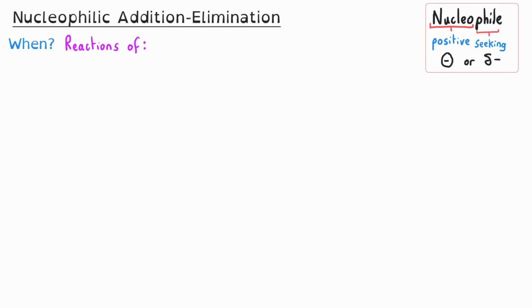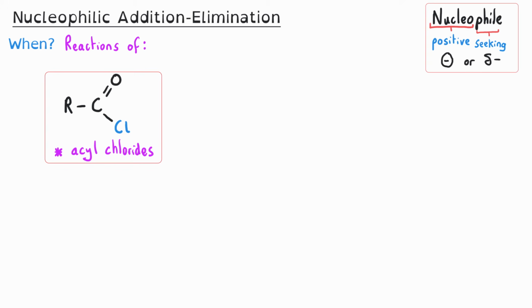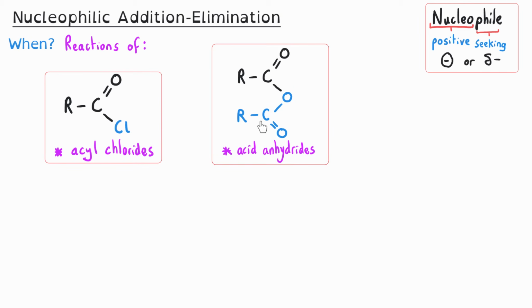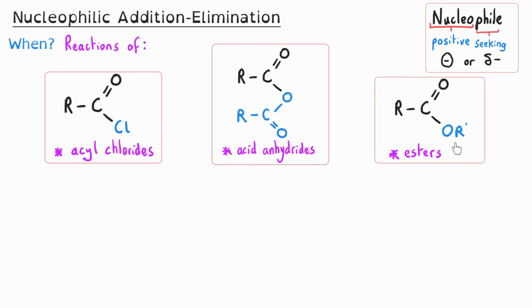The nucleophilic addition-elimination mechanism occurs when there is a reaction of the carbonyl group in one of a number of chemicals. And these are acyl chlorides, where there is a chlorine attached to a carbonyl group, acid anhydrides, where there is a second carbonyl group connected to the first by a bridging oxygen atom, and an ester, which has the carbonyl group connected to an oxygen and then a carbon chain. You can recognise that a nucleophilic addition-elimination mechanism will occur when you see that it's a reaction of the carbonyl group in one of these 3 chemicals.